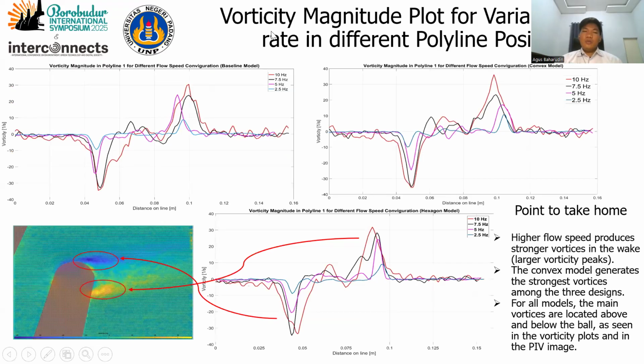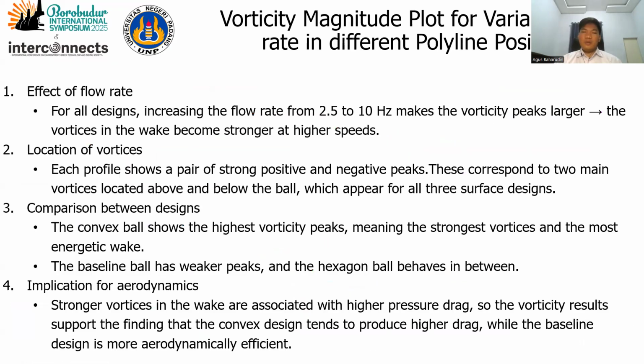Not only flow velocity, we also conduct the measurement for the vorticity magnitude. Vorticity simply means the vortices created behind the golf ball, as you can see in the blue and the red, blue and the orange here. For example, the baseline model creates the lowest vorticity magnitude as compared to the others, as you can see from the data here. But compared to that, the convex model creates more vorticity at higher speed. Again, this data is supported by what was mentioned before.